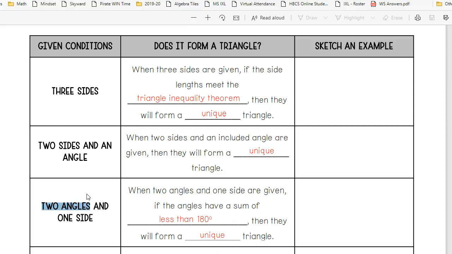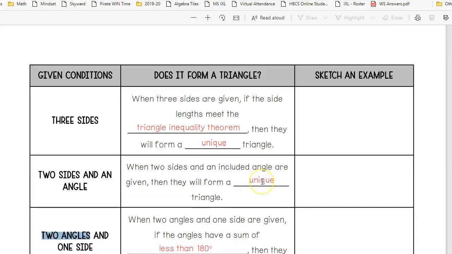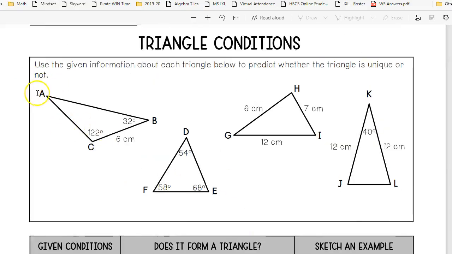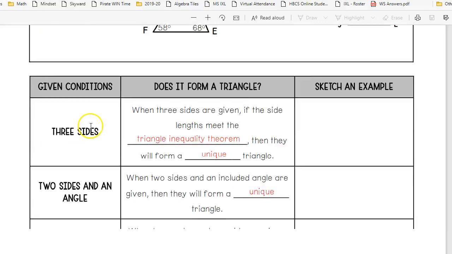So close your eyes and picture a triangle. A triangle has 3 angles inside of it. And those 3 angles together have to add up to 180 degrees. So if you were only given 2 out of those 3 angles, those 2 have to be less than 180 degrees because 3 angles would create 180 degrees. So if we go up here, this triangle ABC, we're given 2 angles and a side. We would have to make sure that these 2 angles are less than 180 degrees in order for that to form a unique triangle.